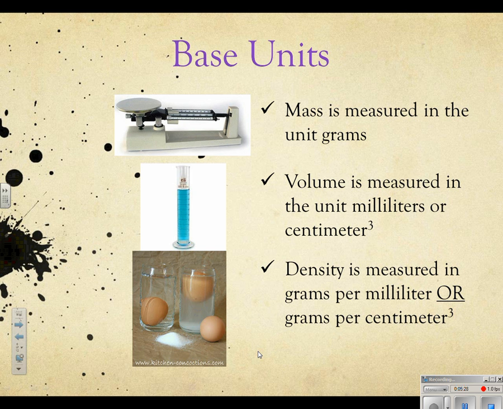And then density is measured in grams per milliliter or grams per centimeter cubed, okay, just because we have centimeters cubed up here, right? This is a volumetric measurement. Density is going to be measured in a mass per volume ratio because density equals mass over volume. And we'll talk about that later this unit.